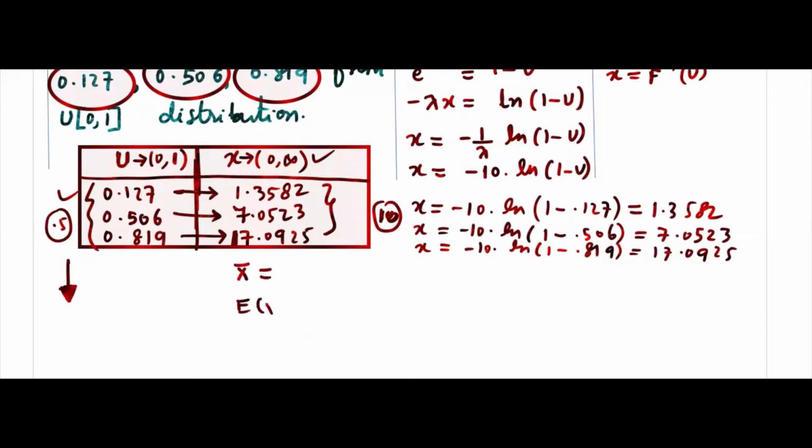Population mean we know is 1 upon lambda, that is 1 upon 0.1 here, that is 10. And we'll see if this is around 10 or not. 17, 7, 24, 25 divided by 3, 8 point something. Okay, this will be 8 point something. So yes, you are getting around 10. If you take suppose 100 numbers here, you find the mean, maybe it will be close to 10. We can verify that also using R programming easily.